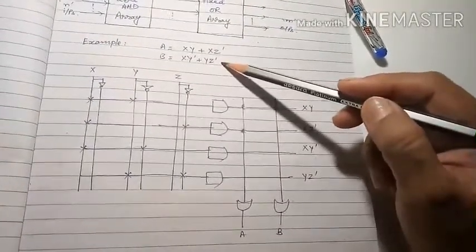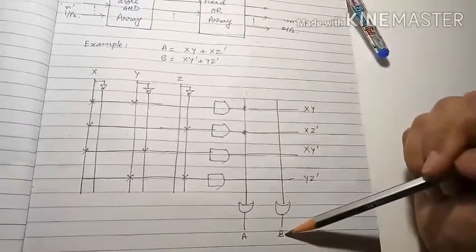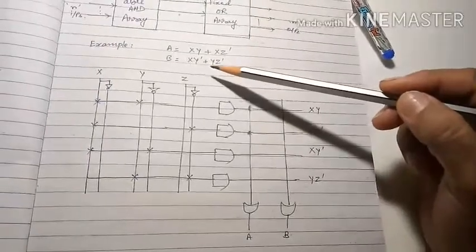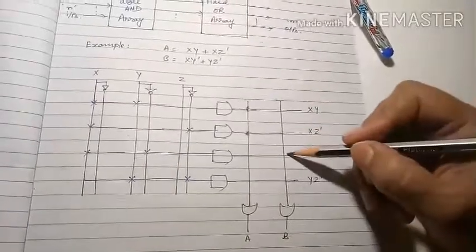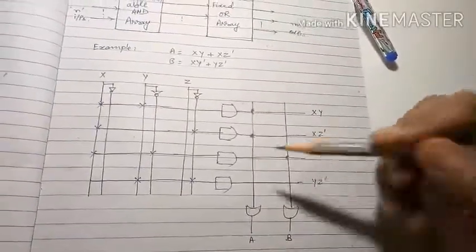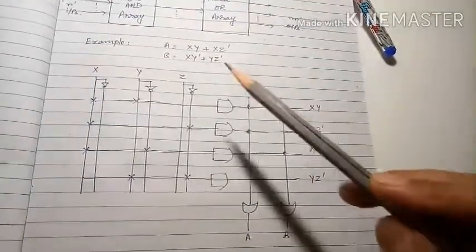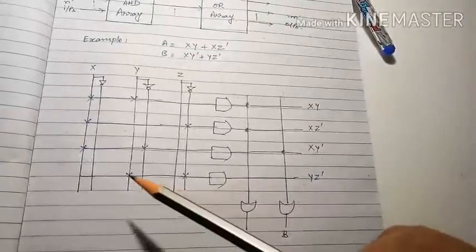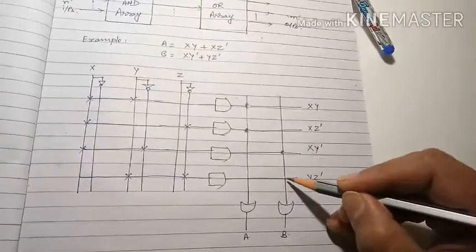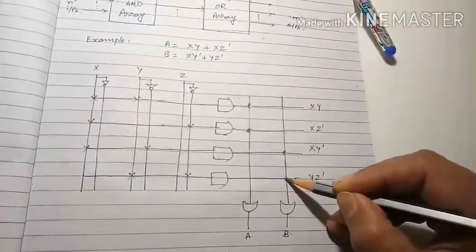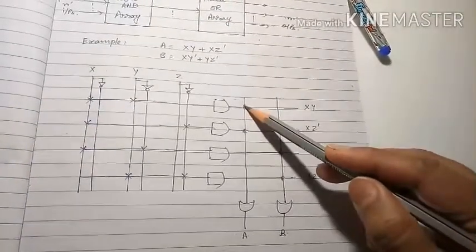Now for function B, this is our function B output. It comprises xy dash plus yz dash. So xy dash here, x and y dash. Then next is yz dash. So here it is y and z dash. So we will do masking here. Here we have put a dot sign.